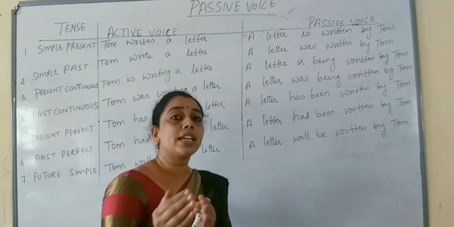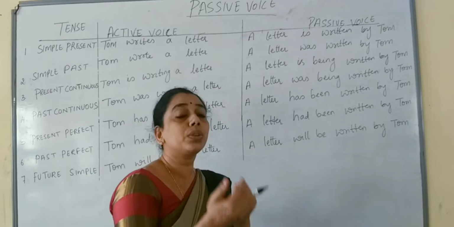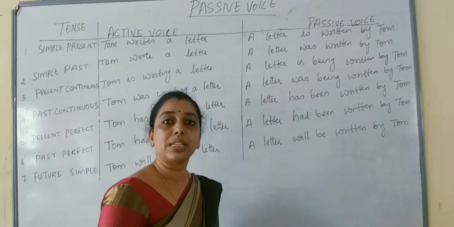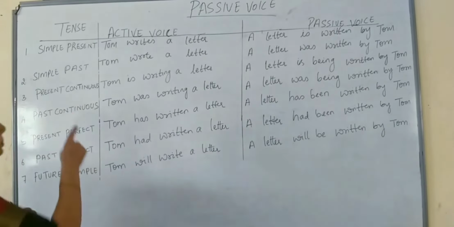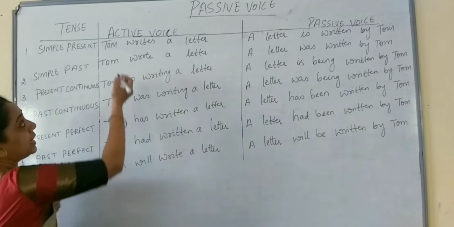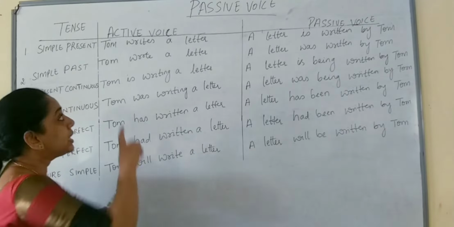So when tenses change, how do we write a sentence in one tense? In what way do we write it? That is what I have written, and you have to observe it keenly. Okay, see here, simple present tense. In simple present tense, I have written a sentence in active voice. What is that sentence?